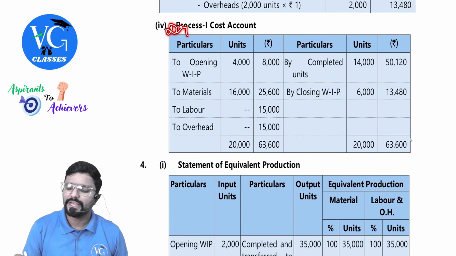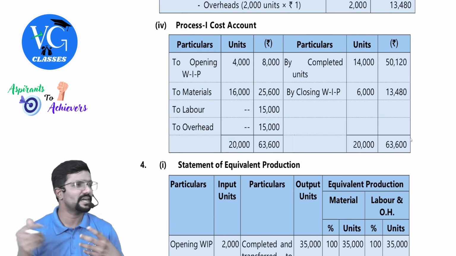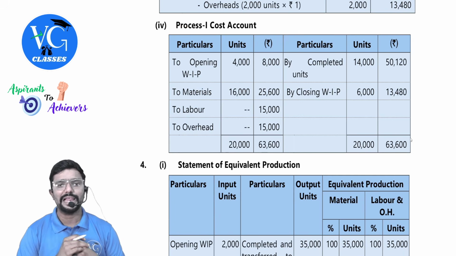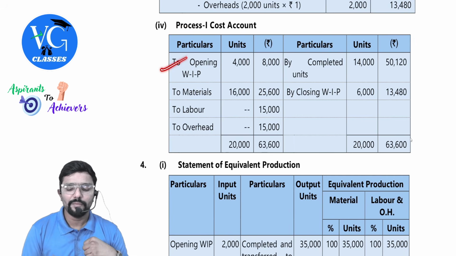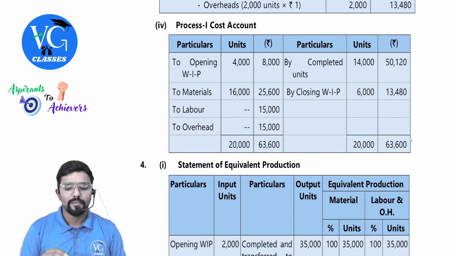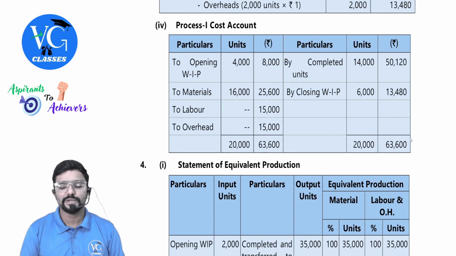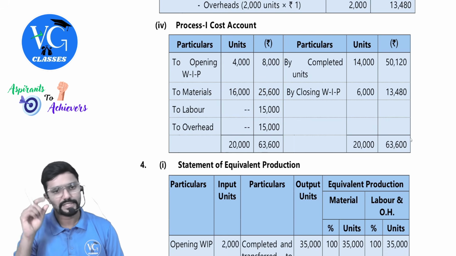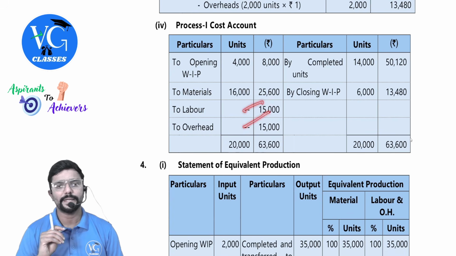Process 1 account. Take care of the basic things, debit and credit. Even Process 1, let it come in the middle. Opening WIP 4,000 units, cost is 8,000. That is all put together. Material introduced during the period 16,000. What is the cost of it? 25,600. Then labor over it.